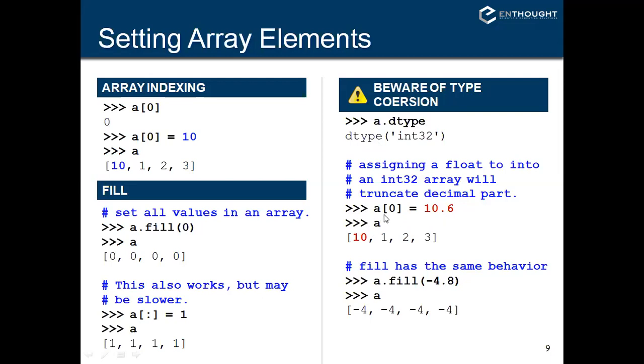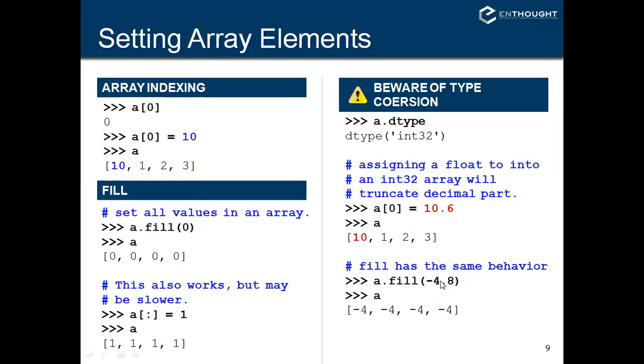So what will happen if at the zeroth location you want to put 10.6? A simple thing will happen. It will truncate the decimal part and simply fill the zeroth location with 10. So you will get 10, 1, 2, 3 like this, right? Now fill has the same behavior, a dot fill minus 4.8. Let's see what I really wish to do. I wish to fill 4.8 into my entire one dimension array. Instead of 0, 1, 2, 3 of the previous array, I simply fill it with minus 4.8.